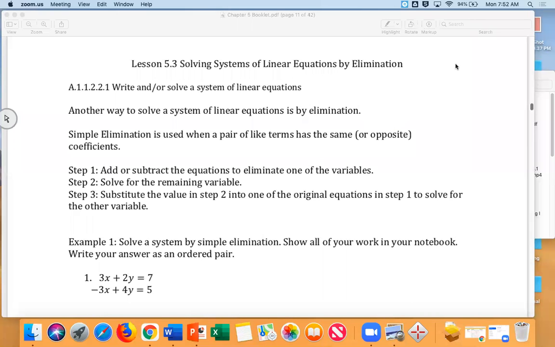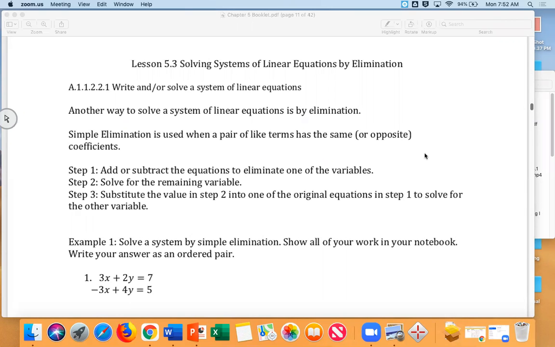All right, 5-3, elimination. I've been waiting for this because I like elimination better. It's my favorite method. Graphing looks pretty. Substitution works. It's not used all the time, but when it's used, it's nice. Makes things work really well.